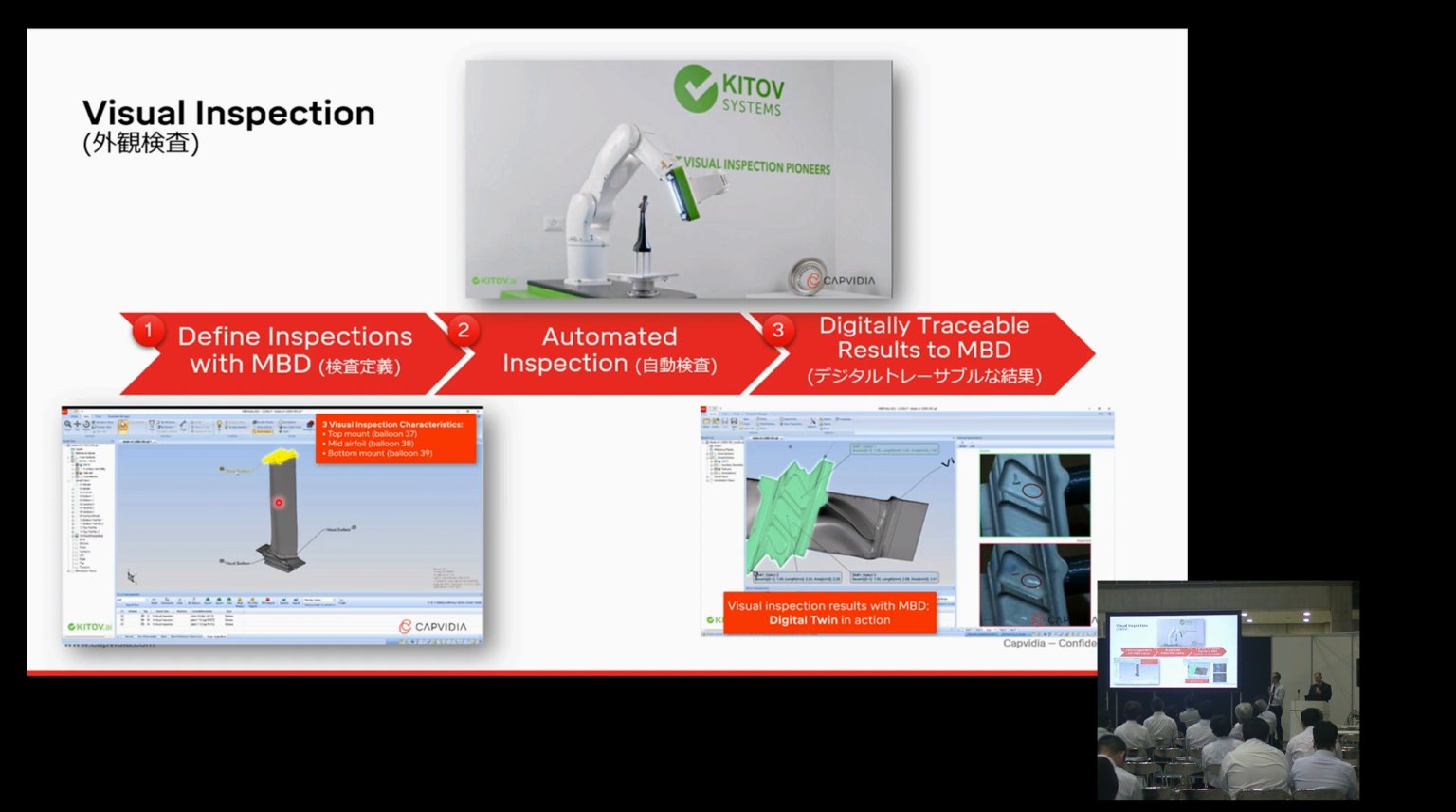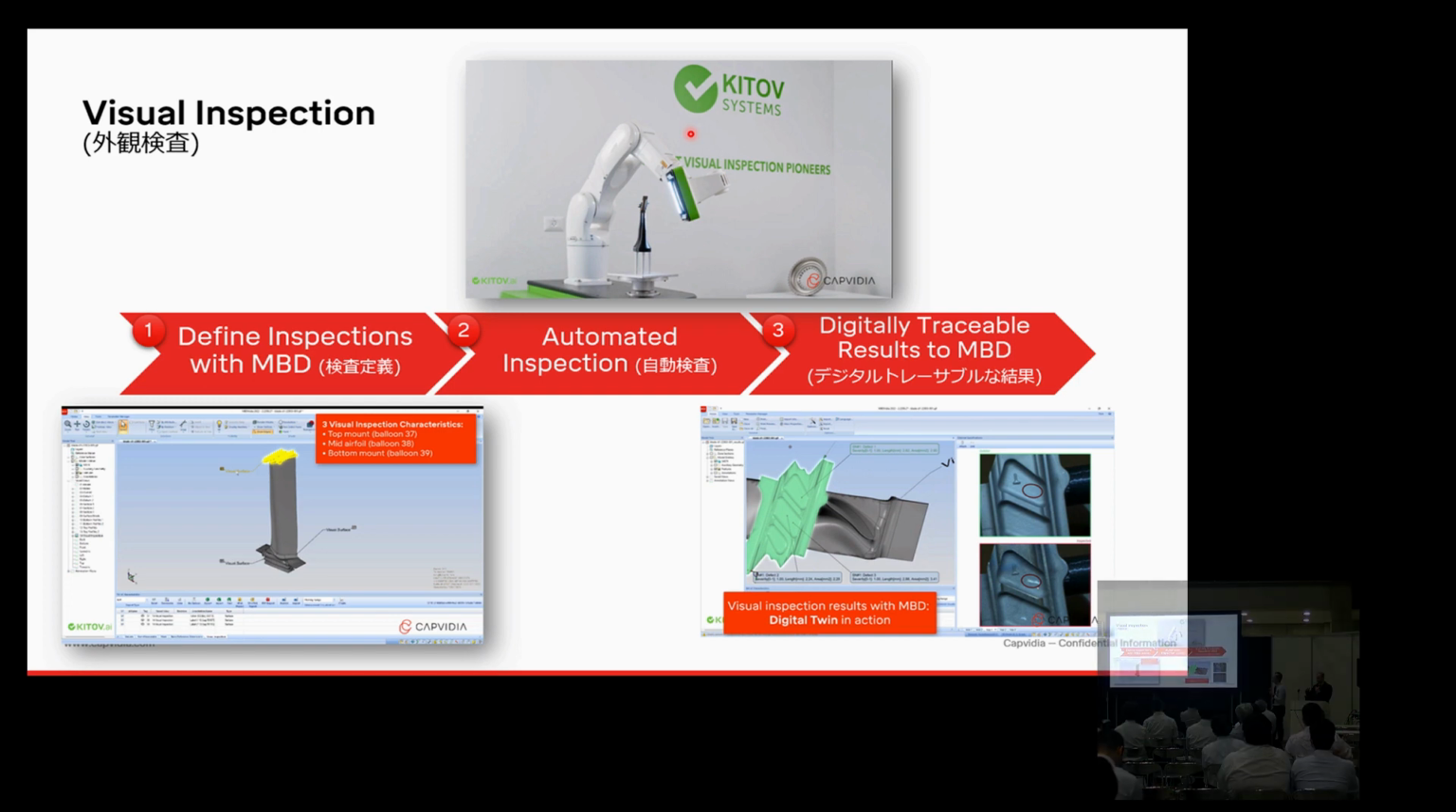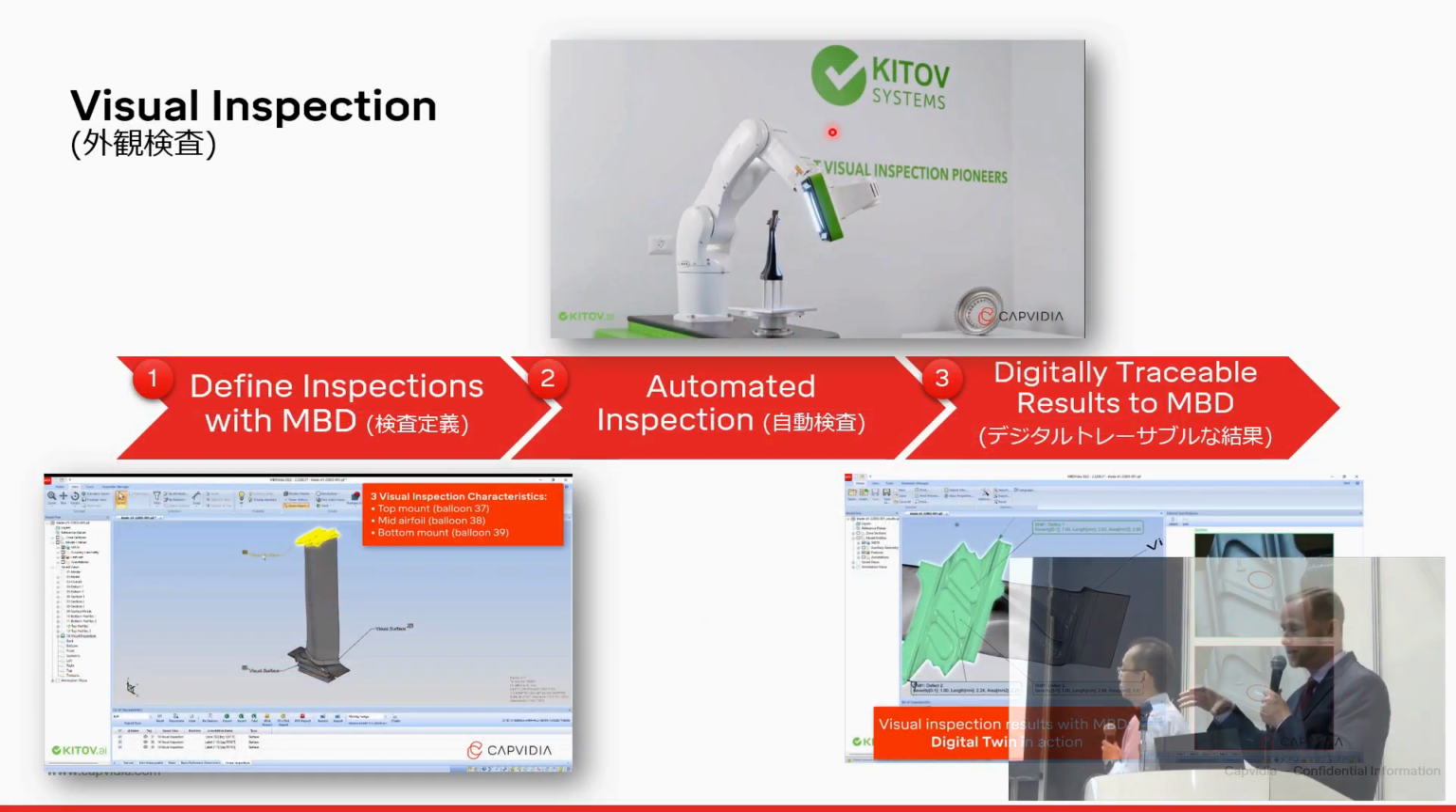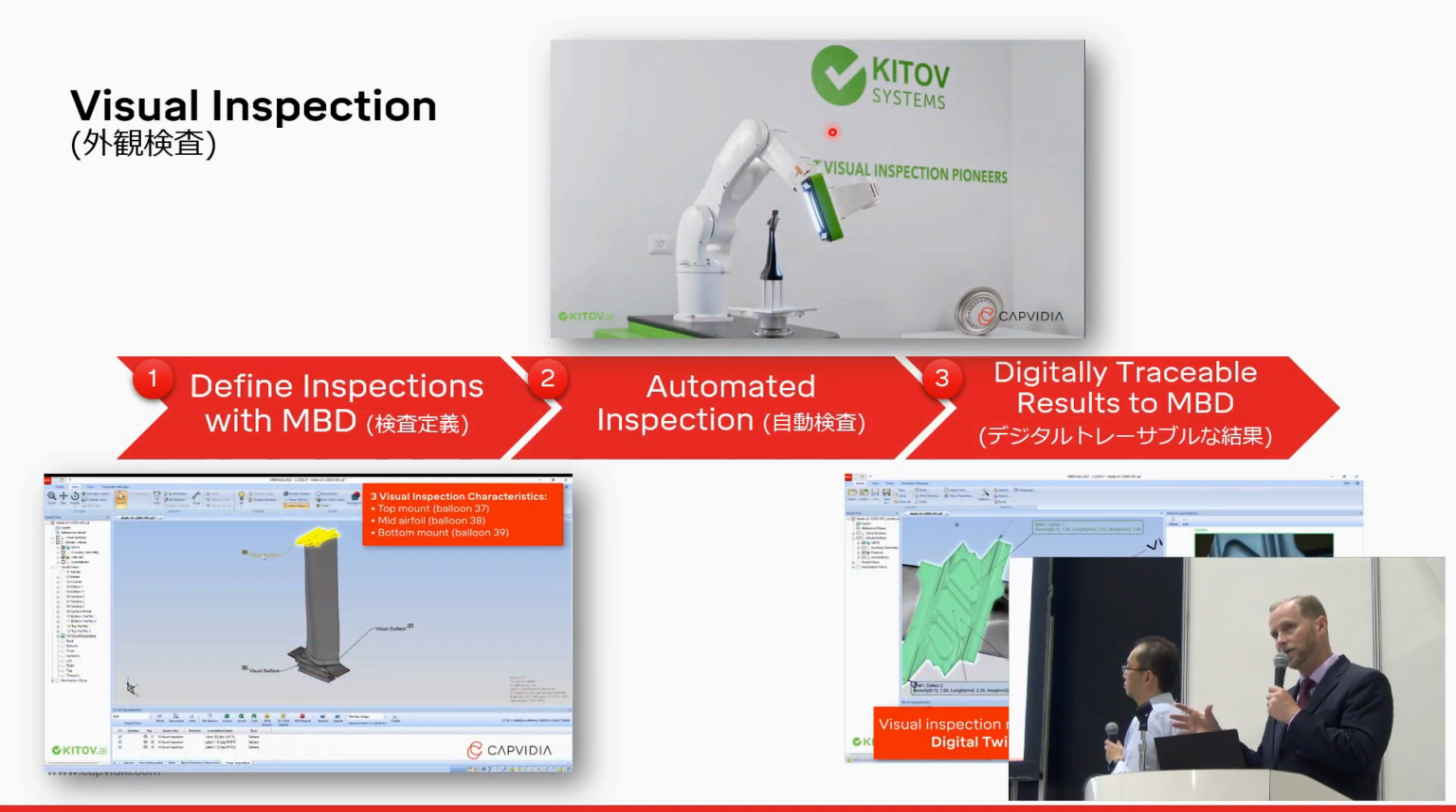From there, that QIF model will be loaded into software technology from a company called Kitov, which will load the QIF model and automatically calculate the inspection that needs to take place, meaning the camera angles, the levels of illumination, the robot path, everything. Then it can execute the program, analyze the images, and finally output the results in the QIF format so that they can be viewed in the context of the 3D model. And so with that, I'll play the video, and here we go.